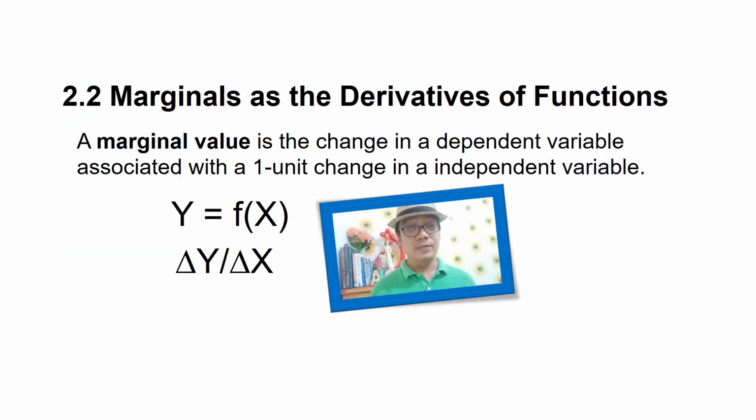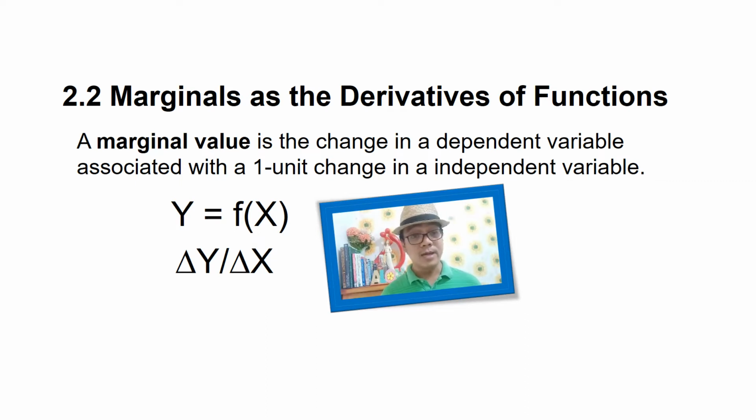Marginals as the derivatives of functions. A marginal value is a change in a dependent variable associated with a one-unit change in an independent variable. Consider the general function y equals f of x. Using delta to denote change, it is possible to express the change in the value of the independent variable x by the notation delta x and the change in the dependent variable y by delta y. Thus, a general specification of the marginal concept is delta y over delta x.